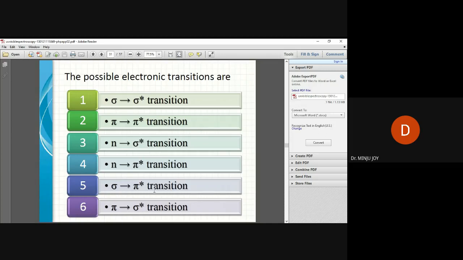These are the six possible electronic transition states: sigma to sigma star transition, pi to pi star, n to pi star, n to sigma star, sigma to pi star, and pi to sigma star. Usually, the sigma to pi star as well as pi to sigma star transition states are not that relevant.